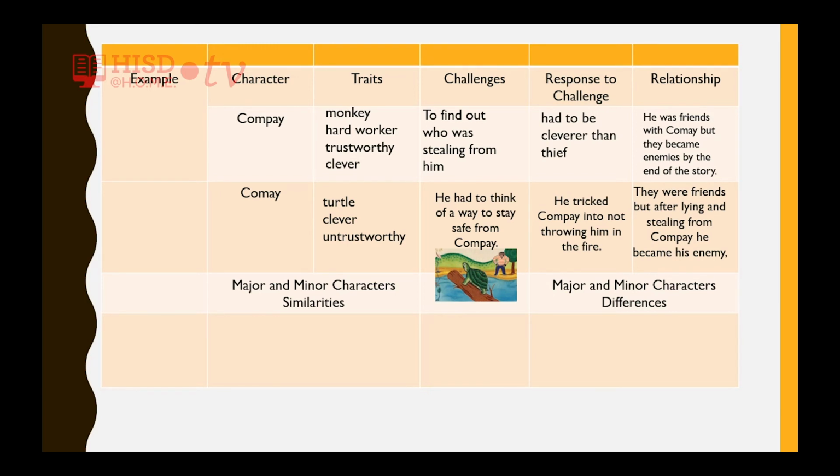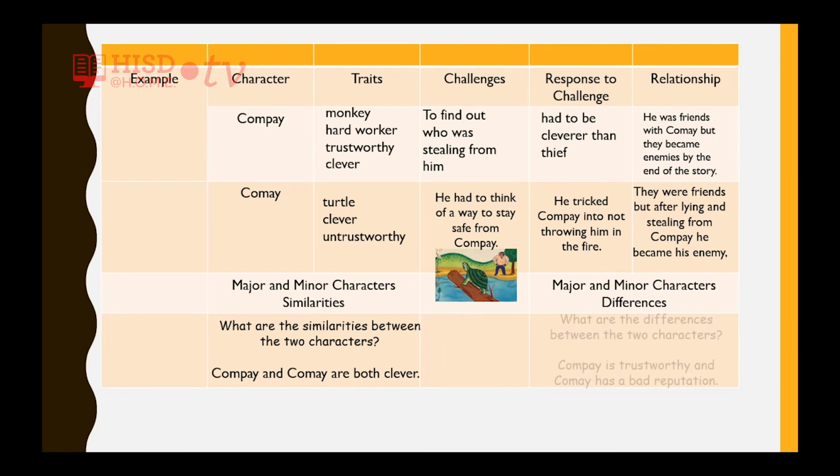Some major and minor similarities between our characters. Come and Come are both clever. Come had to be clever to try to figure out who was stealing from him. And Come was clever in tricking Come into thinking that someone else was stealing from him. He was also clever in tricking him into keeping him alive and having him throw him in the fire.